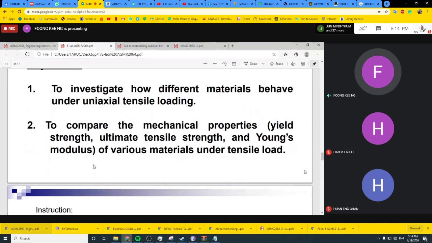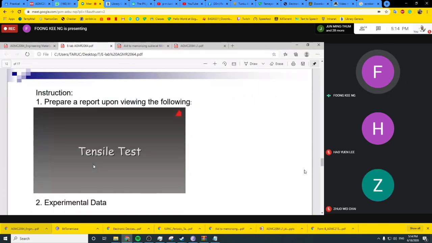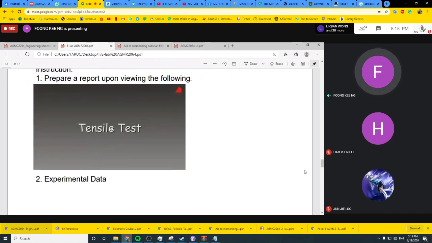So you want to know how elastic the sample will be. An example is using an elastic band. If you pull the elastic band to a certain extent, it will snap and break. Same for all materials, whether they are metals, composites, or polymers, they will also fracture. All right. So for tensile testing, you will have one video to watch.